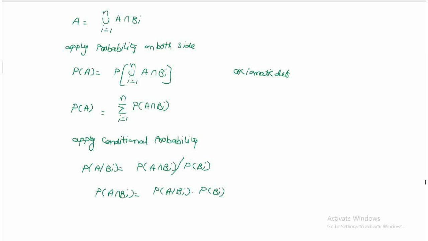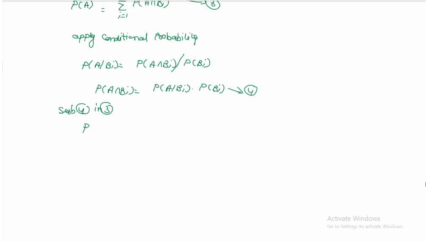Substituting this equation number 4 in equation number 3, then we get P of A equal to summation of i equal to 1 to n probability of A given Bi into probability of Bi. This is actually the total probability theorem.